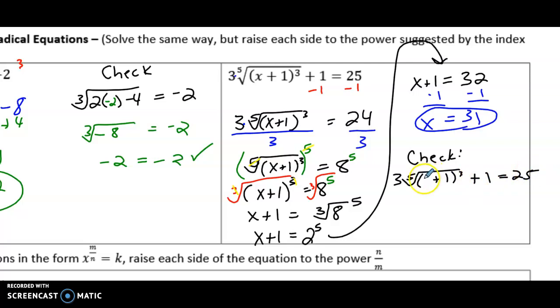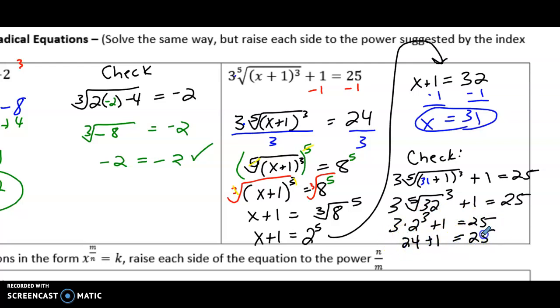So if I put in 31, we end up getting 3 times the 5th root of 32, all to the 3rd power, plus 1 equals 25. So 3 times 2, the 5th root of 32 is 2, to the 3rd. So 2 to the 3rd would be 8, times 3 is 24. And we can see that it checks. So your answer again was the 31.